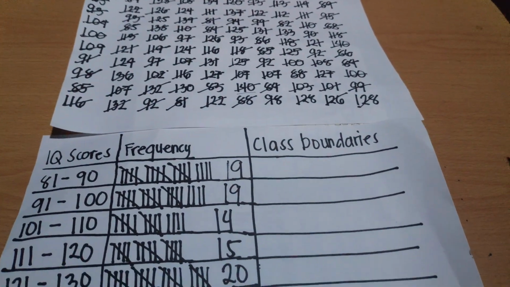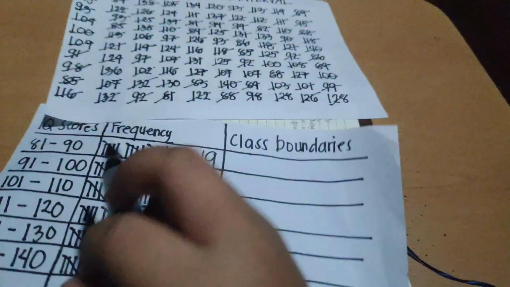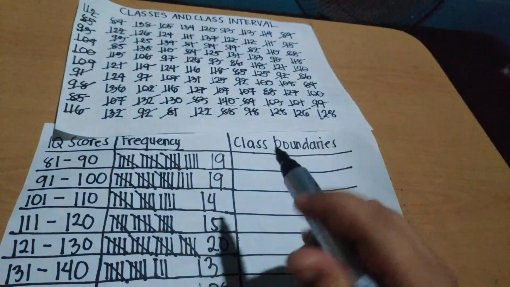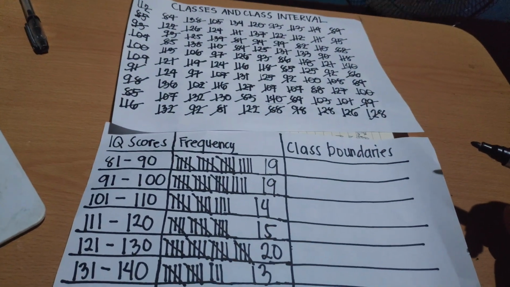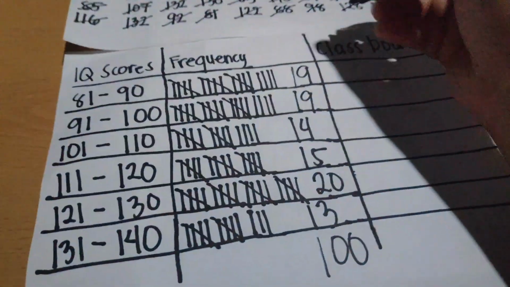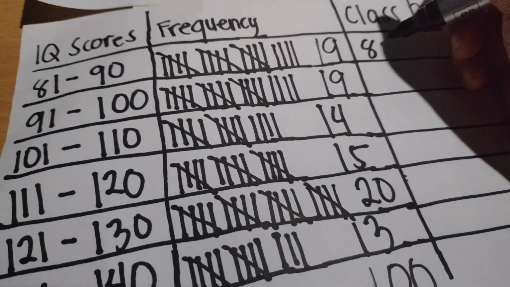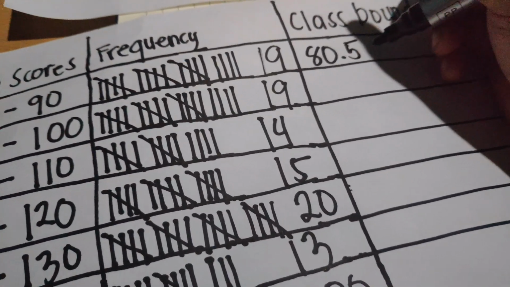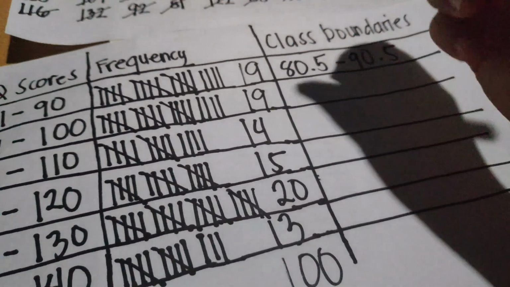Now for the next step, we need to find the class boundaries. To obtain the class boundaries, we need to subtract 0.5 from each lower class limit and add 0.5 to each upper class limit. So here's how it goes. So 81 minus 0.5 becomes 80.5 to 90.5. So madali lang ito, guys.